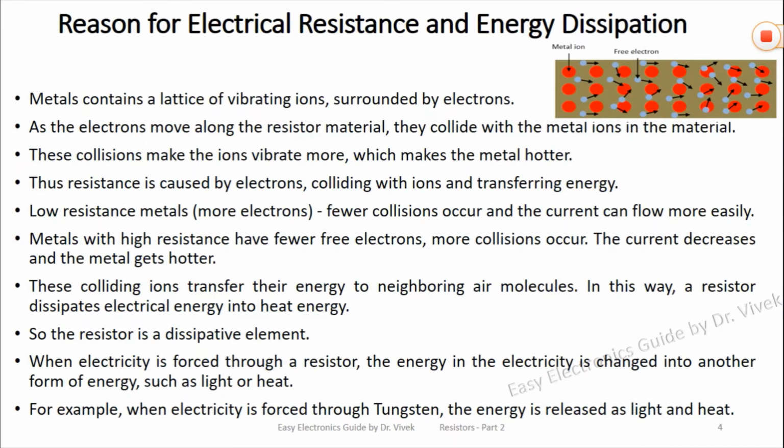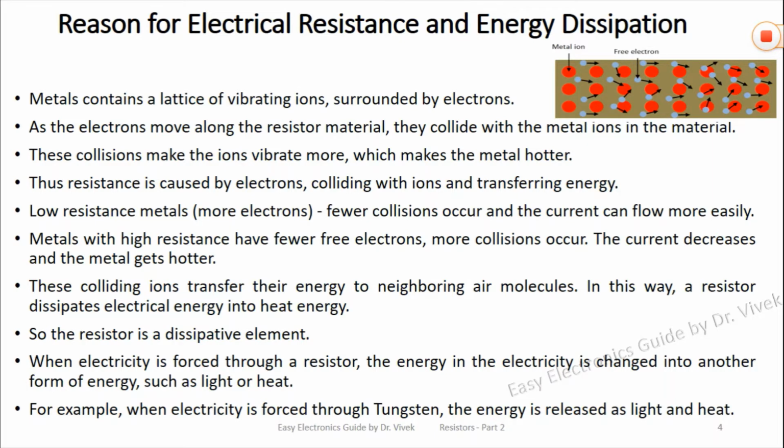Let's analyze the reason for electrical resistance. Metals contain a lattice of vibrating ions surrounded with electrons. When a voltage is applied across the material, electrons start moving along the material. During this movement, these electrons collide with metal ions in the material. Due to these collisions, the vibrating ions become more vigorous. The electrons have to face opposition in their flow. Now the metal becomes hot.